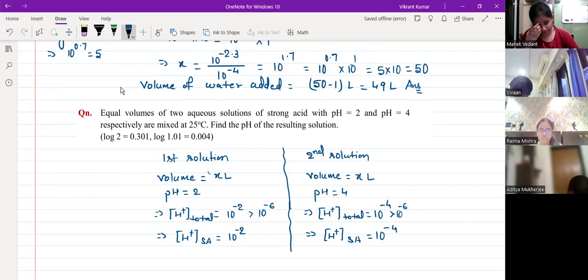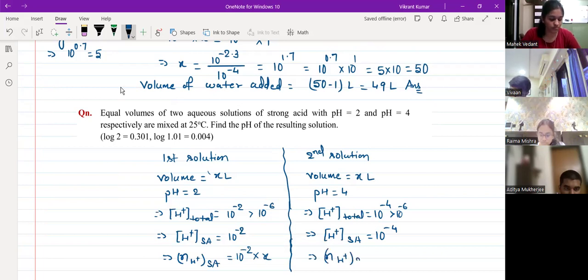Now we know that whenever we mix the two, moles of H plus will get added and volume will get added, right. You must have learned this in mixing of two solutions in the mole chapter. So now moles of H plus from strong acid here is 10 raised to minus 2 into x, and here moles of H plus from strong acid is 10 raised to minus 4 into x. Right now I'm doing it step wise. In the exam you won't do all this; the calculation should happen in your mind, in one step. But until you have confidence, you can write all the steps.